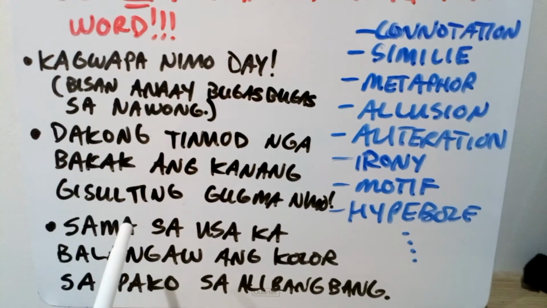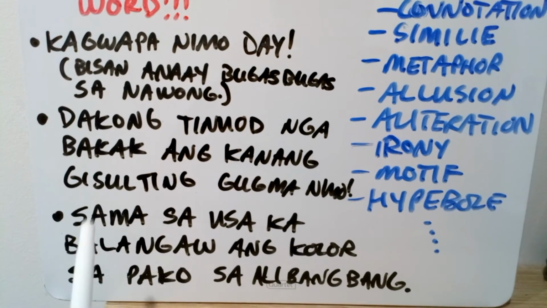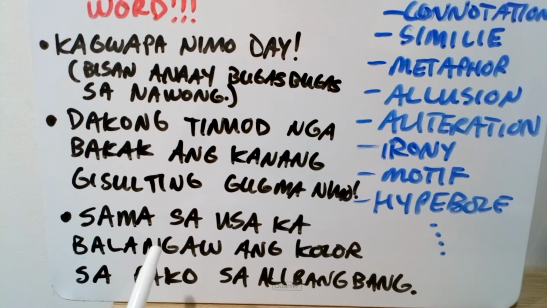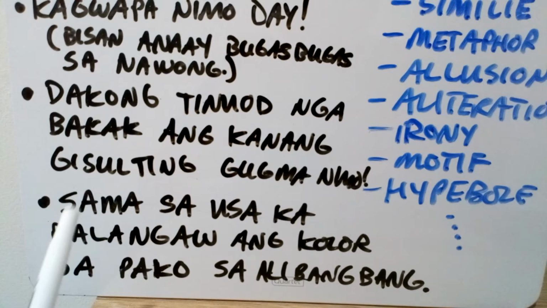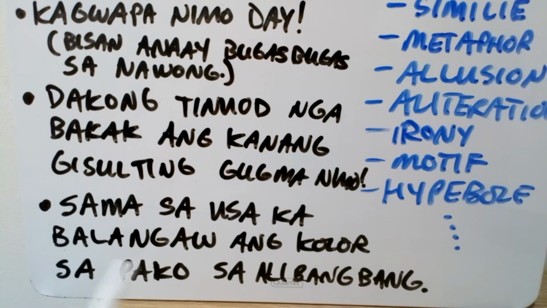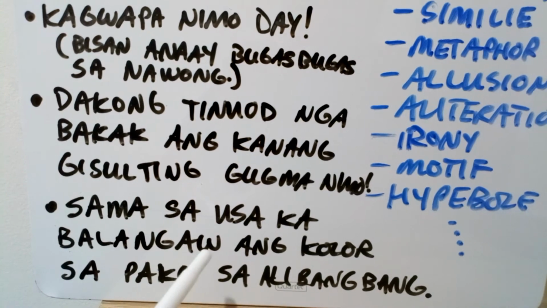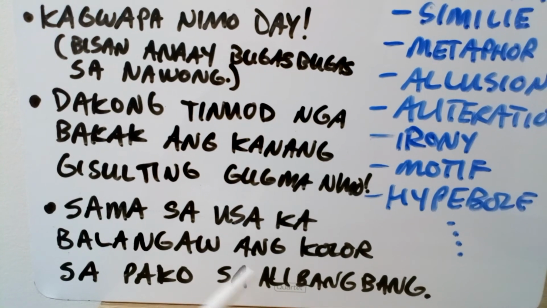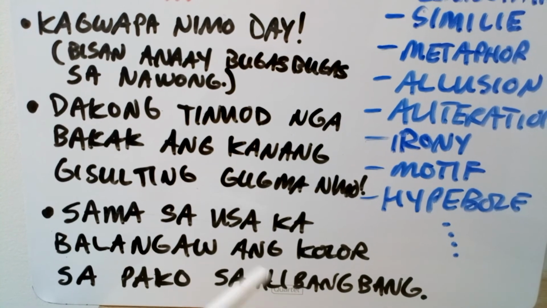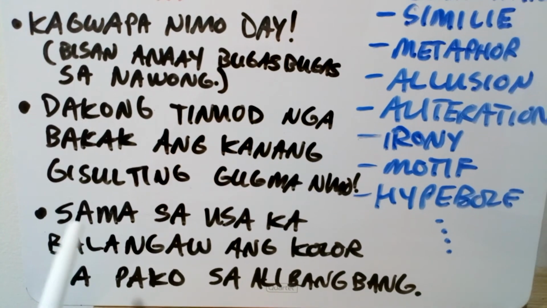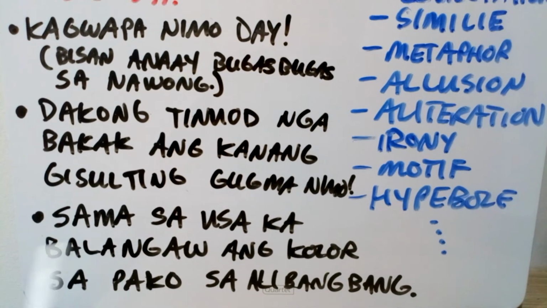And finally, we have the last example, like a simile or a metaphor, something like that, right? It's explaining something by comparing it to something. So, "Sama sa usa ka balangaw ang kolor sa pako sa alibangbang," right? So this is just beautifying what was being said about the butterfly's colors. It's beautiful on the wings because of this. Sama sa usa ka balangaw, all right?